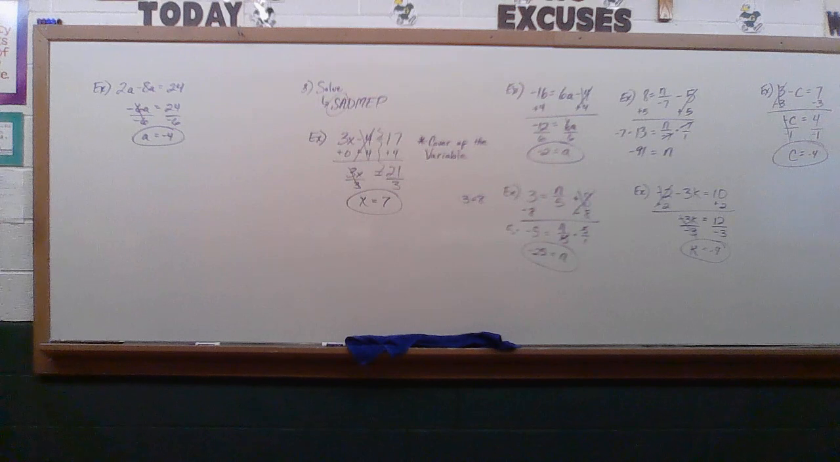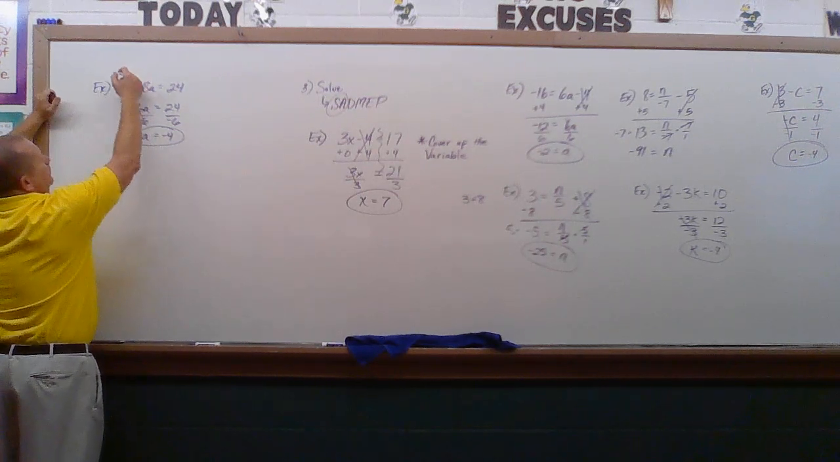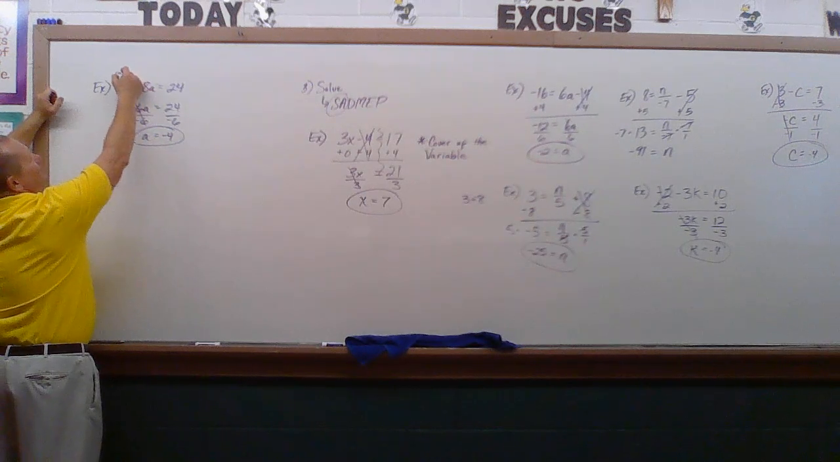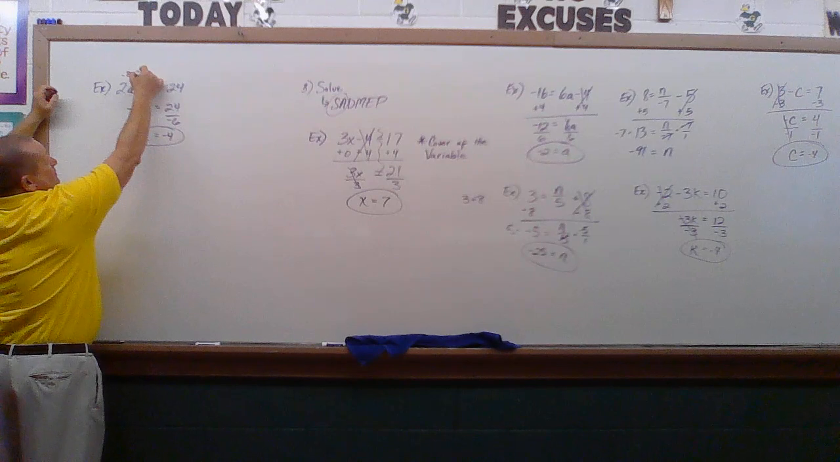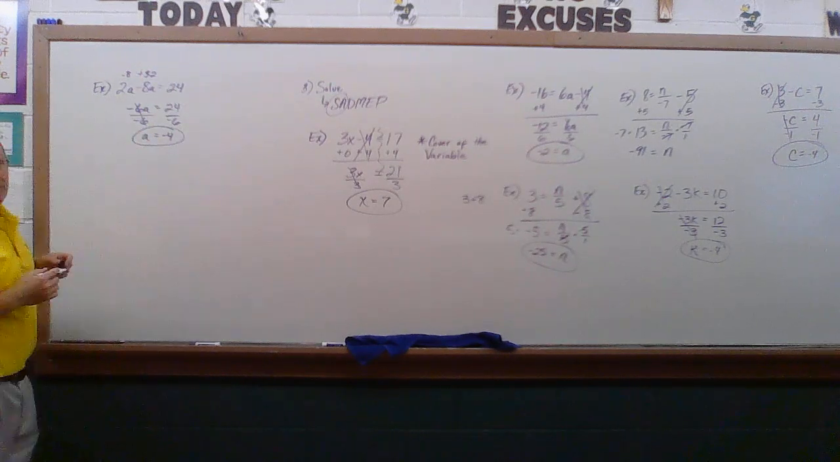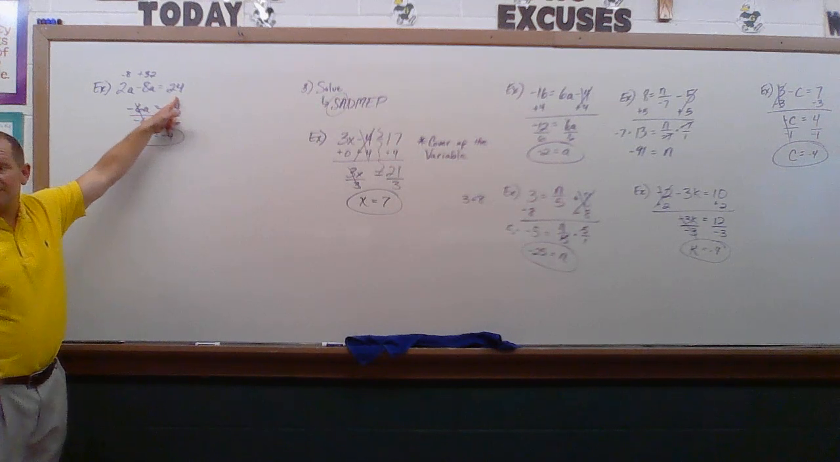And again, what can I do? I can check it, right? I can put negative 4 into here. What's negative 4 times 2? Negative 8. What's negative 4 times negative 8? 24. How about positive 32? What's negative 8 plus 32? Does that work? Yeah.